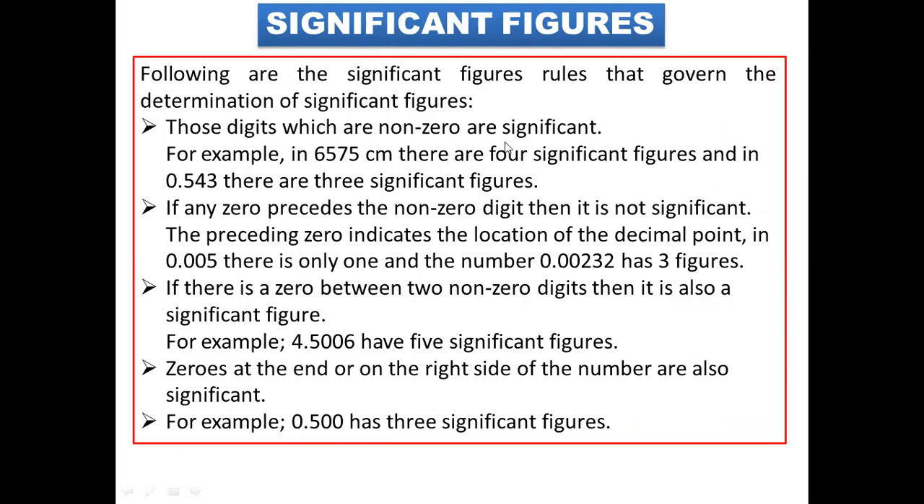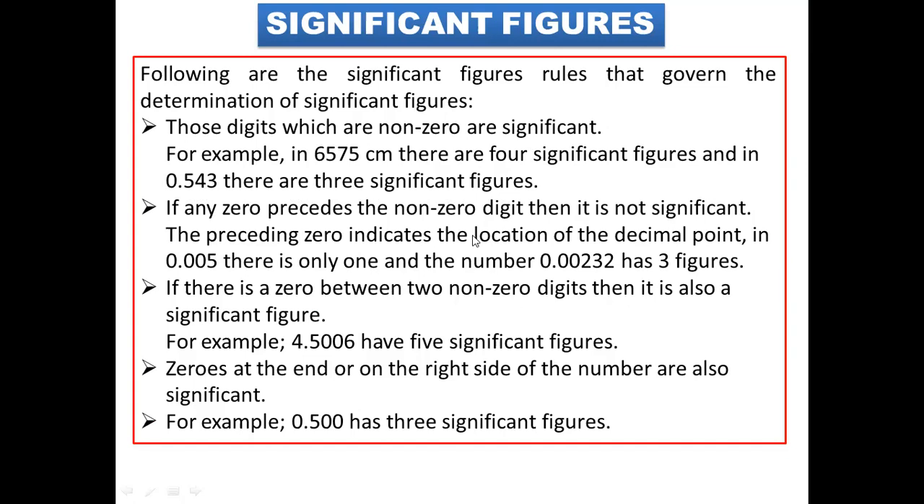Those digits which are non-zero are significant. We have already discussed this point. 6575 has 4 significant figures, and in 0.543 there are 3 significant figures. After the decimal point there are 3 whole numbers, so that's why there are 3 significant figures.